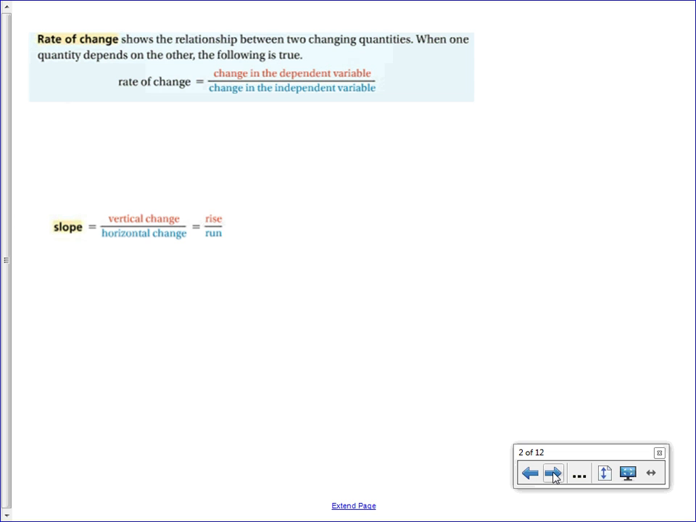So rate of change is this. It shows a relationship between two changing quantities. When one quantity depends on the other, the following is true. The rate of change is the change in the dependent variable divided by the change in the independent variable. And slope, very similar, is when we're looking at a graph, vertical change compared to the horizontal change, often referred to as rise to run or rise over run.